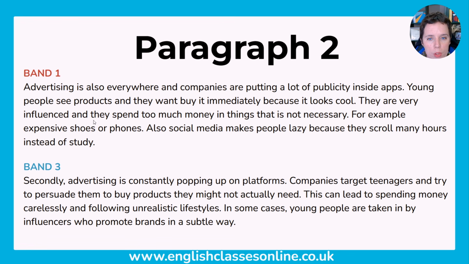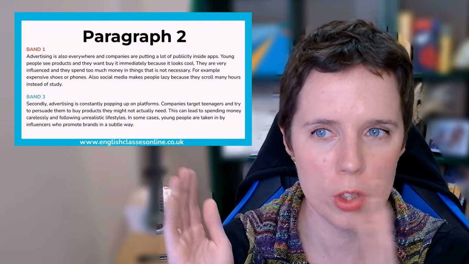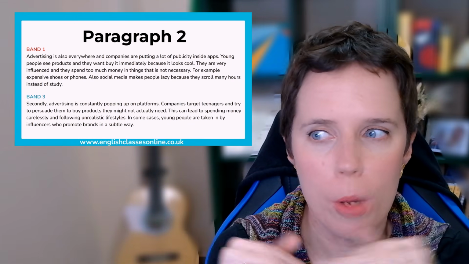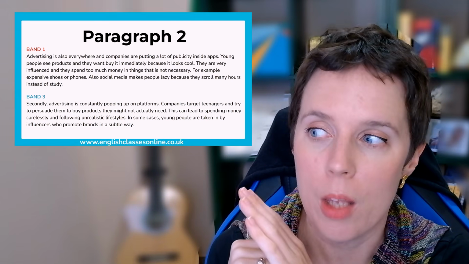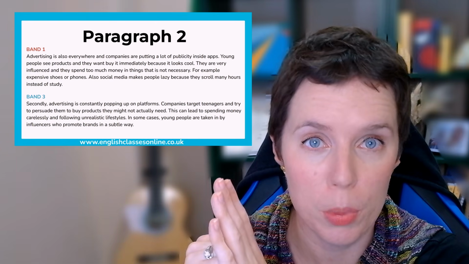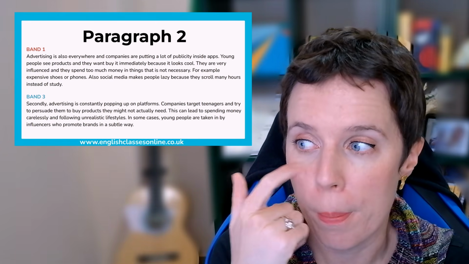"They are very influenced and they spend too much money in things," grammar error, on things "that is not necessary," that are not necessary. Another grammar error. "For example, expensive shoes or phones." This is just kind of stuck on the end here again. We've got for example, but it's just very short, just stuck onto the end of the sentence there. It stops any flow in the sentence. There wasn't that much flow to begin with anyway, but it's just completely like you've hit a brick wall. It just stops any flow.